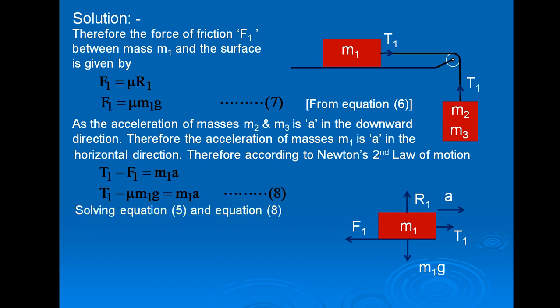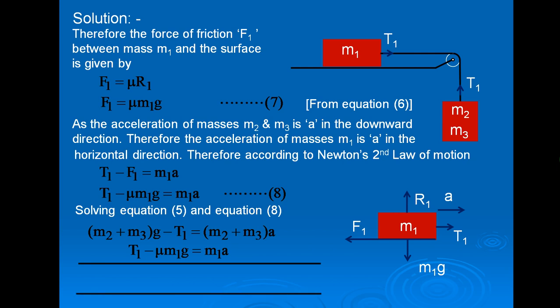Now solving equation 5 and equation 8. This is equation number 5: (m2 plus m3) into g minus T1 is equal to (m2 plus m3) into a. This is equation number 8: T1 minus mu m1g is equal to m1a. Now add them. T1 minus and T1 plus cancel each other. So what we get? (m2 plus m3) into g minus mu m1g is equal to (m2 plus m3) into a plus m1a.